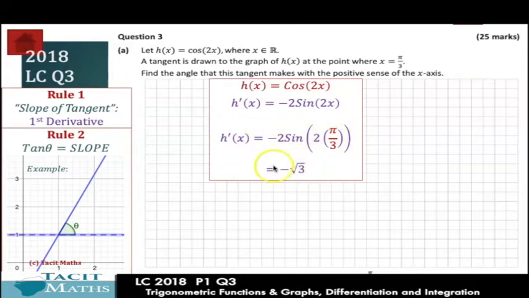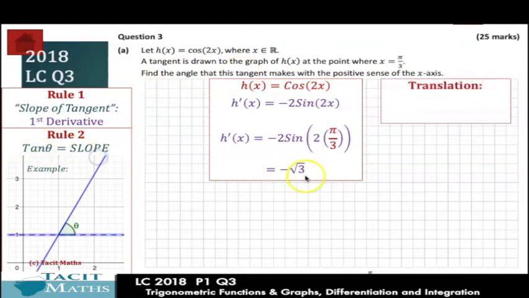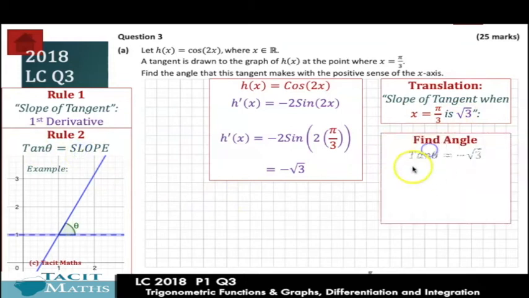Okay, so now we know the slope of the tangent to the function at this point, but we now want the angle. As long as you remember this formula, so far we know that the slope of the tangent when x is equal to that is minus root 3, sorry, that should be minus root 3 there. If we want to find the angle now, we just use this formula. So tan theta is equal to minus root 3. The inverse tan of this will give us our value for theta.